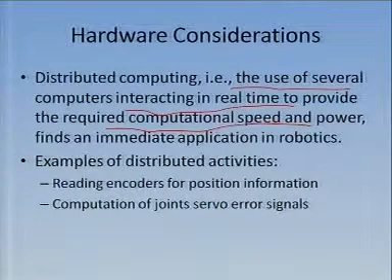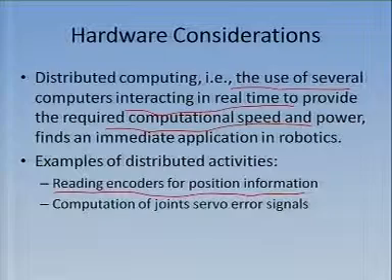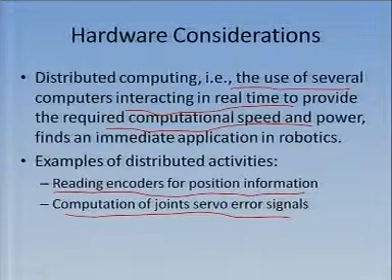If you cannot have 6, let us have 3, maybe one computer for 2 joints each, but they should be able to communicate with each other so that they know what is happening. Now, examples of distributed activities can be reading the encoders for position information. Maybe one computer might be devoted to reading the encoders for the position information of all the joints. Another could be computation of the joint servo error signals for the control aspects.